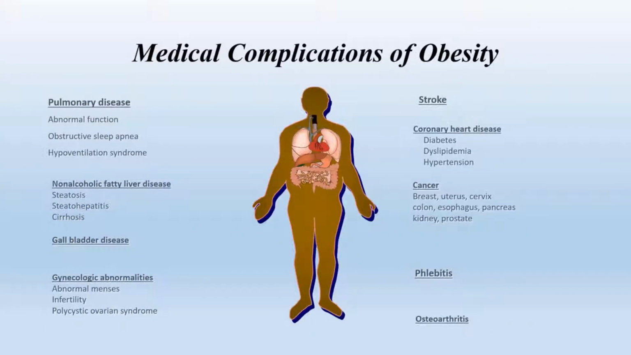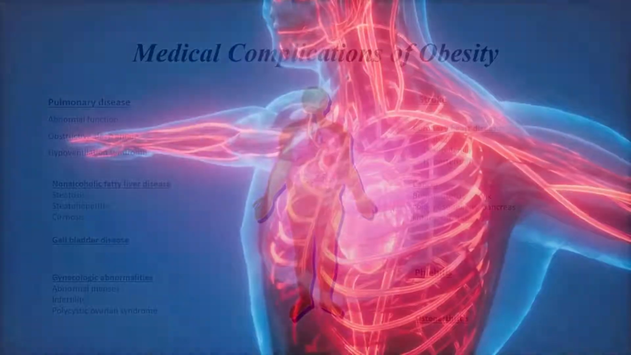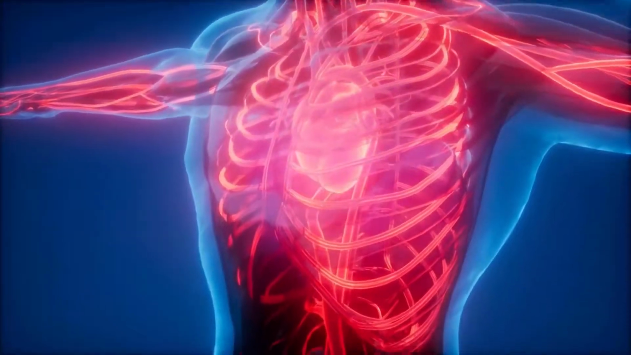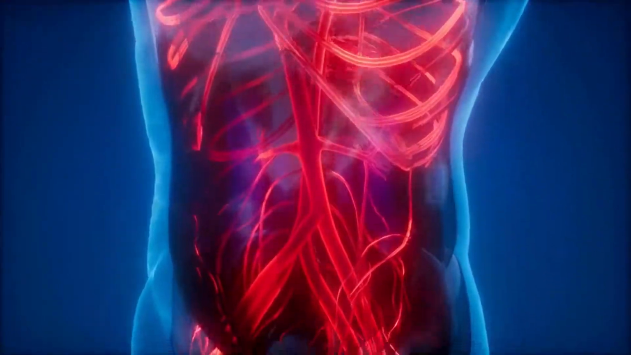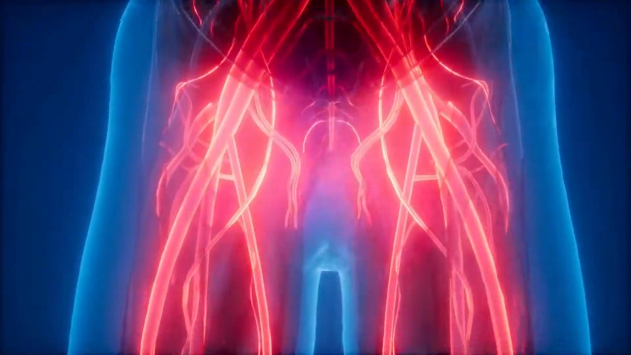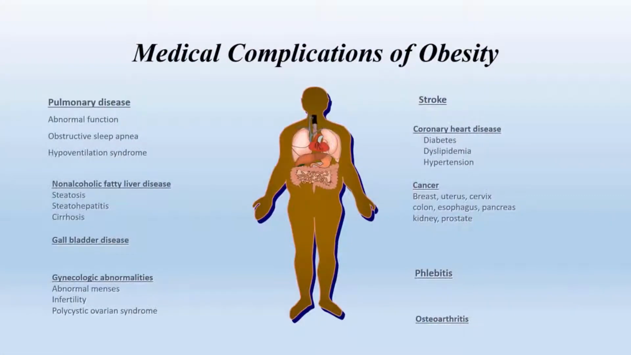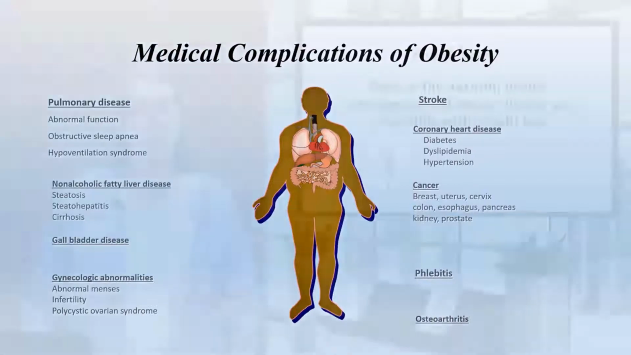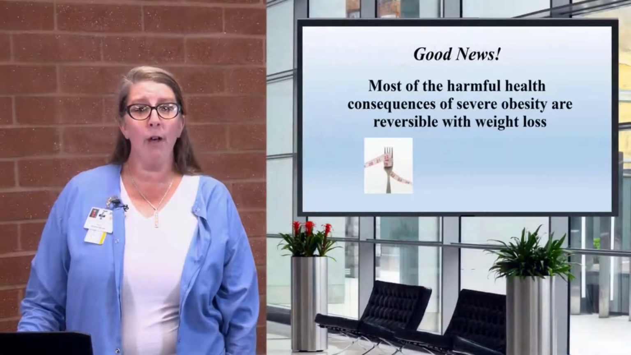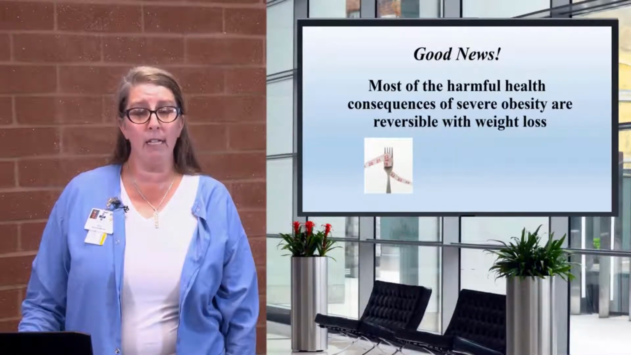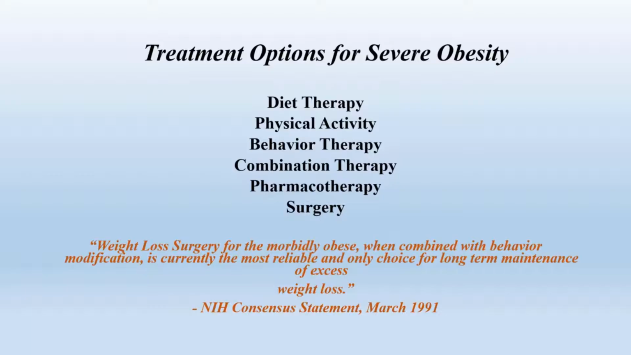This next slide here goes over what some of the medical complications are that are associated with obesity. As we can see here, almost every organ and tissue system in our body is adversely impacted when we carry around excess weight. And it makes sense. The heavier we are, the more work it is for our heart to pump blood to a larger body. The good news is that most of the harmful health consequences of severe obesity from the prior slide are reversible when we lose weight. So these are the different treatment options for obesity.